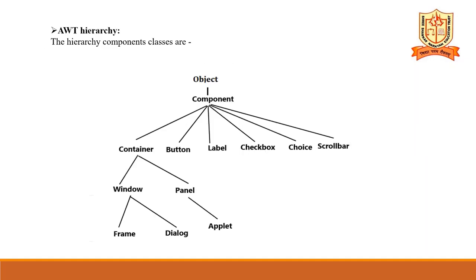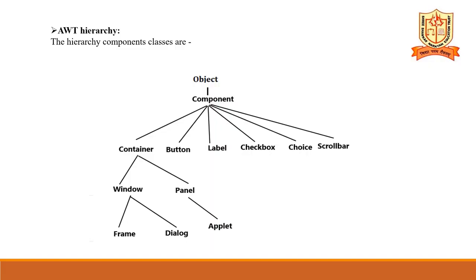AWT hierarchy. We are going to see the AWT library, that is AWT class and container class, how it is used and what is the purpose of that class. Object class is the parentmost class of all the classes, predefined and user defined classes. Is it clear? Object class is the parentmost class of all the classes, predefined as well as user defined classes.